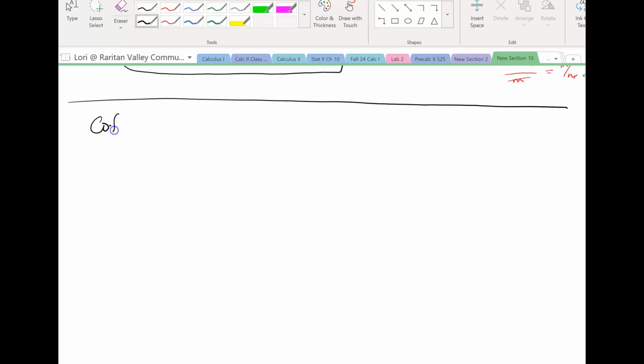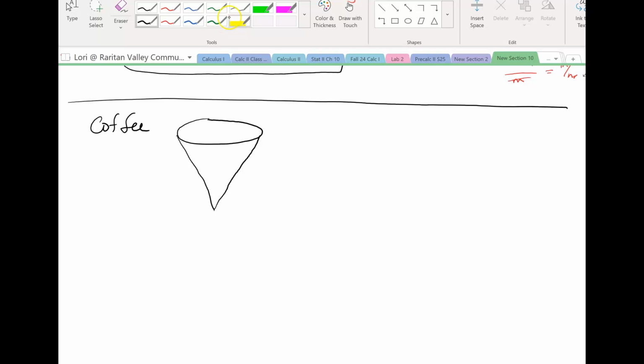So this is the coffee problem. We have what we call a conical filter. A lot of coffee filters used to look like this. I don't know if they still do. And we have a bunch of information.